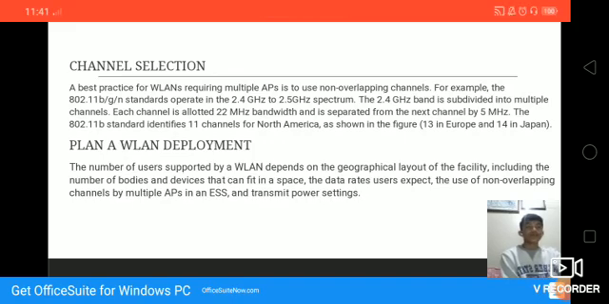Plan a WLAN deployment. The number of users supported by a WLAN depends on the geographical layout of the facility, including the number of bodies and devices that can fit in a space. The data rates users expect, the use of non-overlapping channels by multiple APs in an ESS, and transmit power settings.